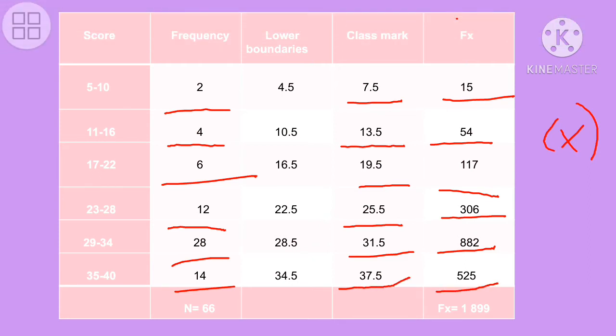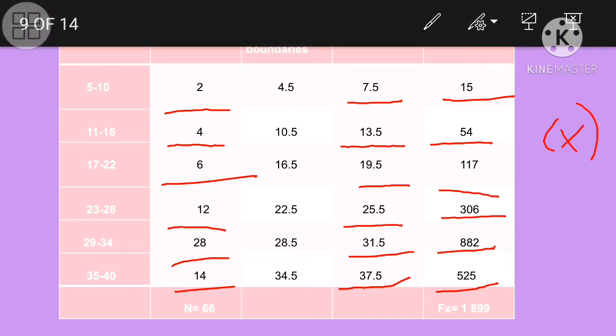After we compute for the fx, we need to get the sum of the fx. 15 plus 54 plus 117 plus 306 plus 882 plus 525 is equal to 1,899.